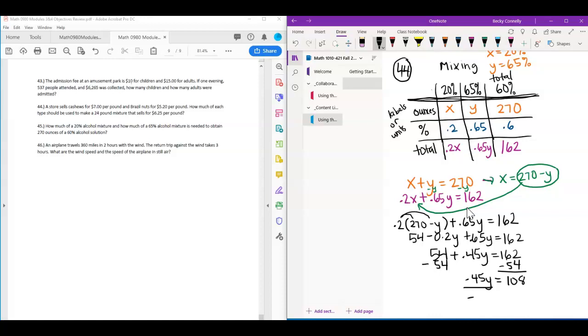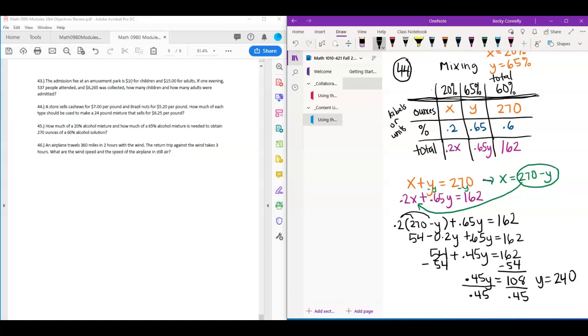And then divide by, whoops, that's not a negative there, that's a decimal point. And do that. So divide by 0.45. And I got y is 240. All right. And so that is, again, remember, make sure that you're putting your labels with this.